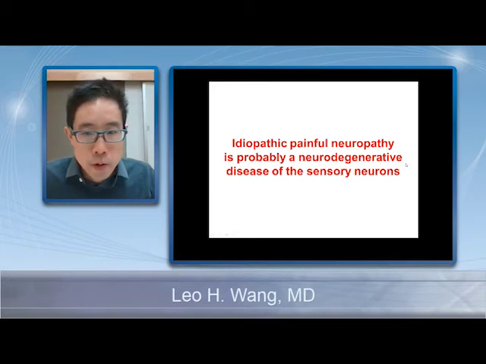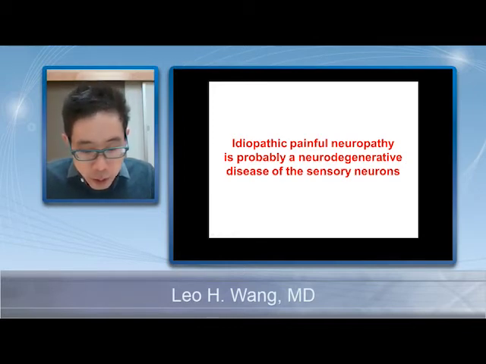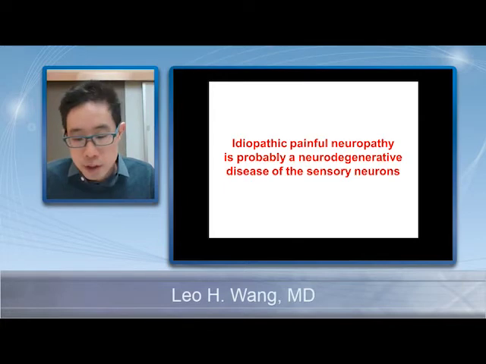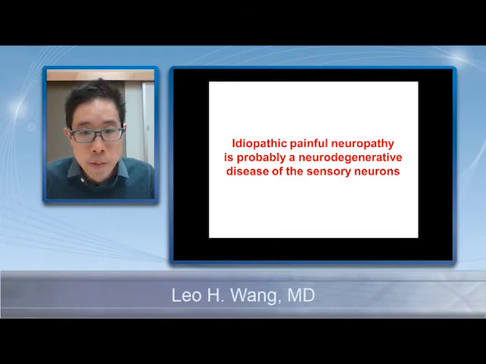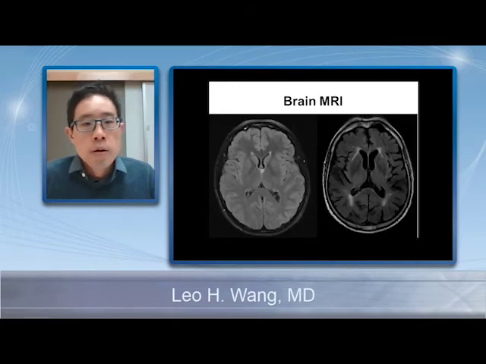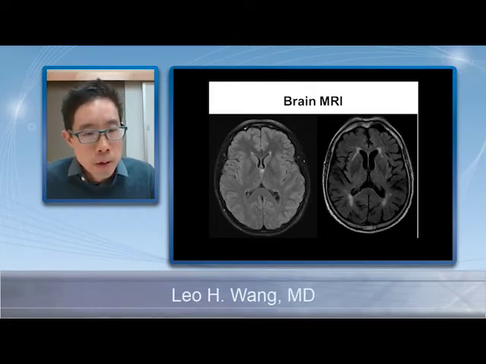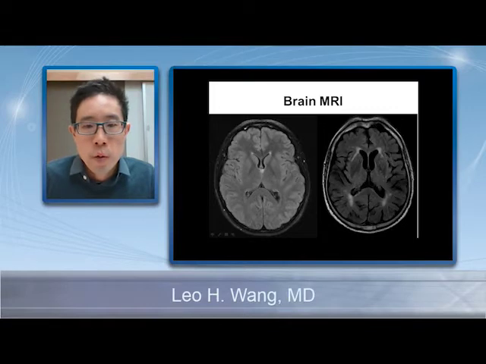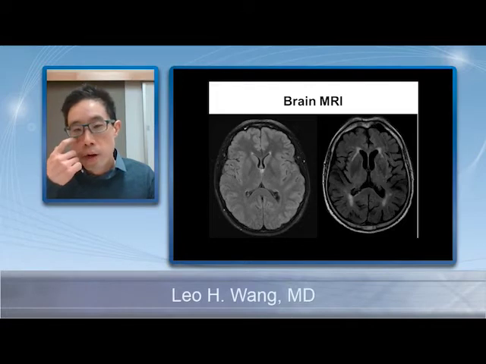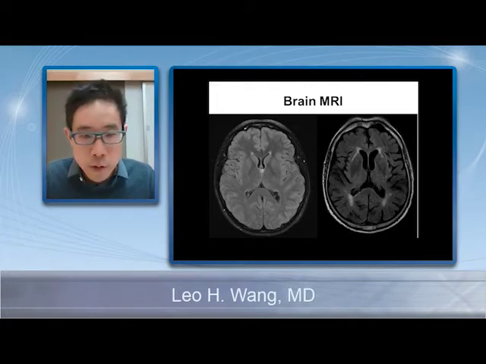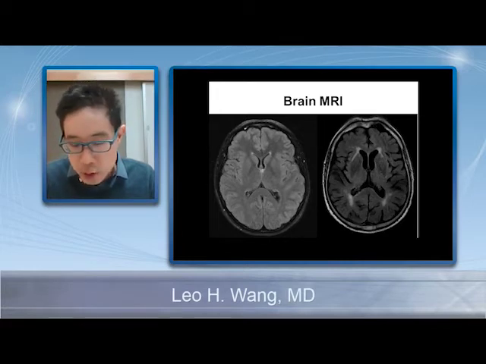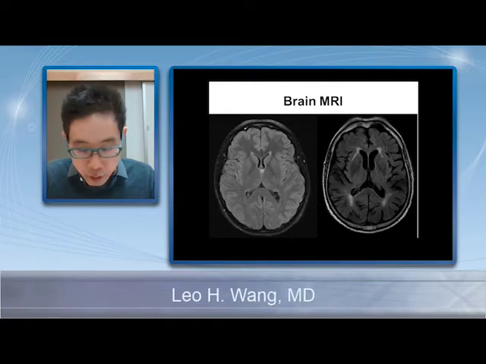And idiopathic painful neuropathies are probably a neurodegenerative disease of the sensory neurons. And I like to just make a couple of comparisons to make this point. Here is a brain MRI. On the left is a brain MRI of somebody who's healthy in their 20s, and here is one of an older person. And you can see that there's been loss of neurons, and that seems to be something that is prevalent throughout the nervous system. It occurs in the brain, the spinal cord, as well as the peripheral nerves.